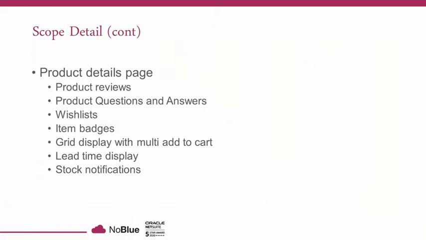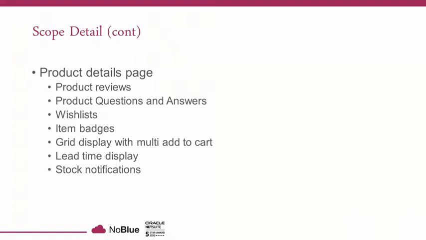Okay, a little bit more of the scope detail. If we go to the product details page, we can have some functionality that includes product reviews, right? Product questions and answers. So the customers can ask questions, and then they can be provided with answers from the sales rep with NetSuite access. You can have wish lists. The customers can add products to the wish lists.